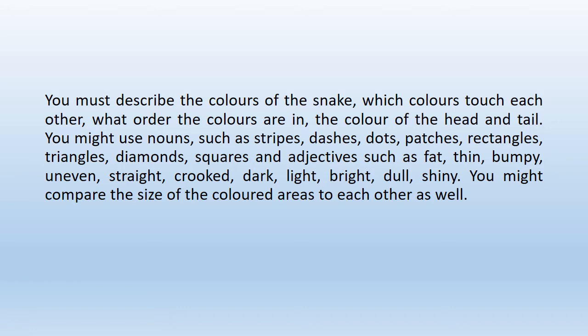You must describe the colors of the snake, which colors touch each other, what order the colors are in, the color of the head and tail. You might use nouns such as stripes, dashes, dots, patches, rectangles, triangles, diamonds, squares, and adjectives such as fat, thin, bumpy, uneven, straight, crooked, dark, light, bright, dull, shiny. You might compare the size of the colored areas to each other as well.